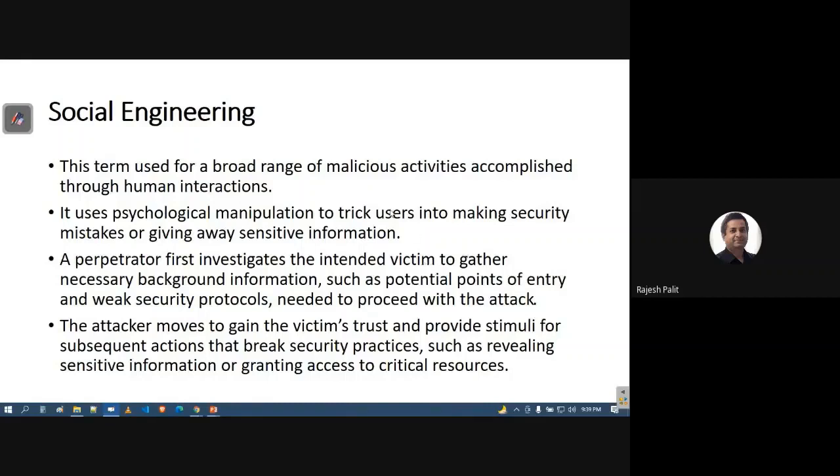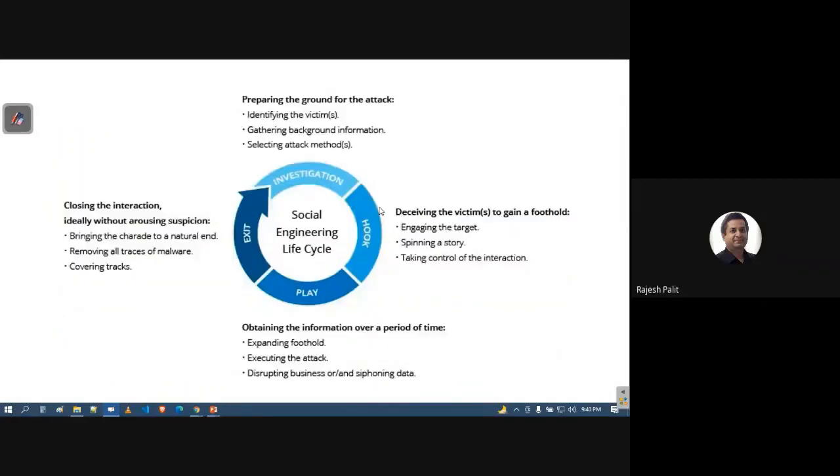So that is the social engineering. That means the attackers will interact with you and then behave in such a way that you will willingly give them sensitive or confidential information. So there are a couple of phases.